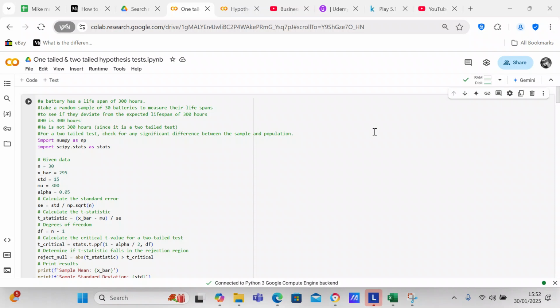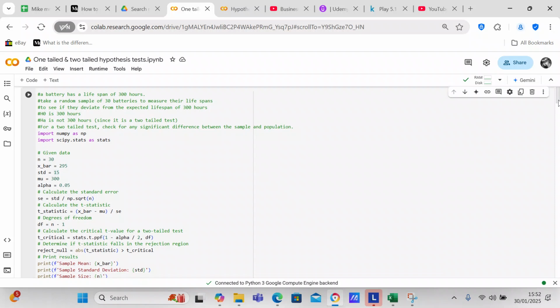So the first test that we're going to have is a two-sided test. It's going to be an example where a battery has a lifespan of 300 hours. We're going to take a random sample of 30 batteries to measure their lifespans to see if they deviate from the expected lifespan of 300 hours. So your null hypothesis is the mean is 300 hours, and your alternate hypothesis is the mean is not 300 hours, since it is a two-tailed test. For a two-tailed test, you check for any significant difference between the sample and the population.